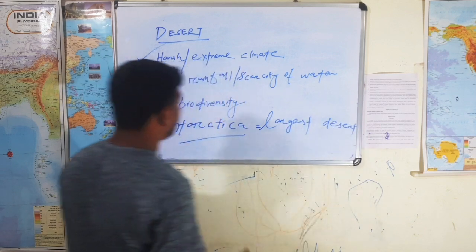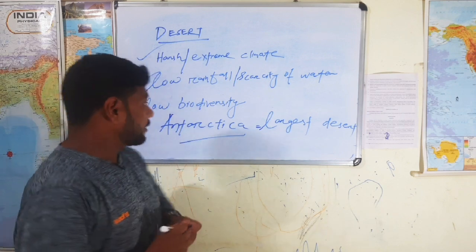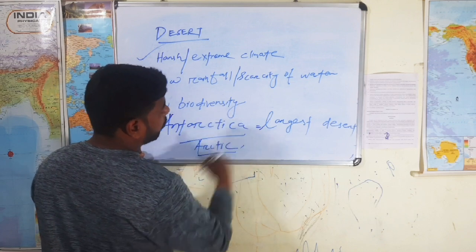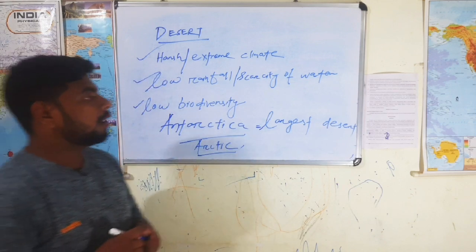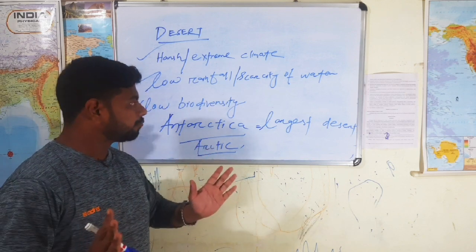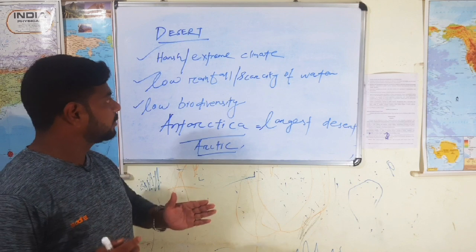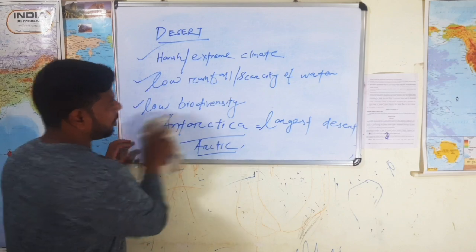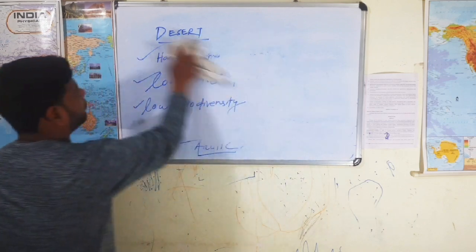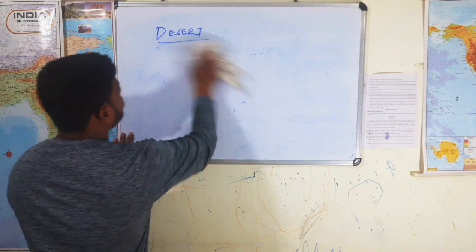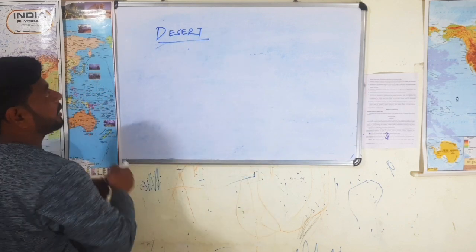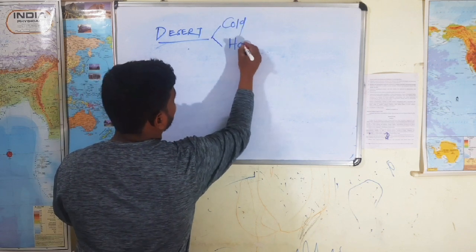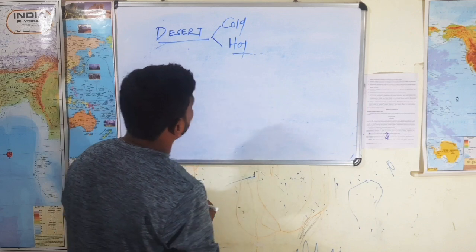Fine. So which one is the second largest desert of the world? The second largest desert of the world is the Arctic, located in the North Pole of this world. Fine. So we are clear about the meaning of desert. Clear? Watch the video and note it. Okay, fine. So we have understood the various characteristics of desert. A desert can be a cold desert or a hot desert.